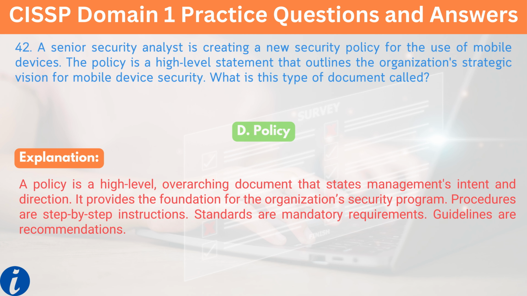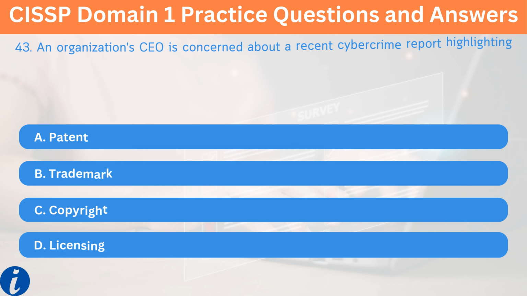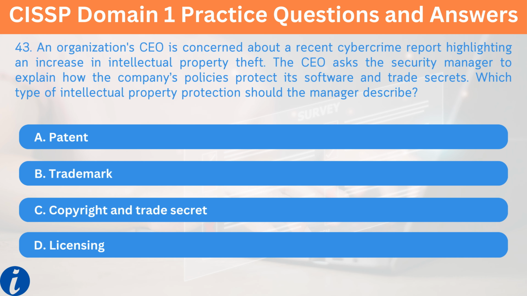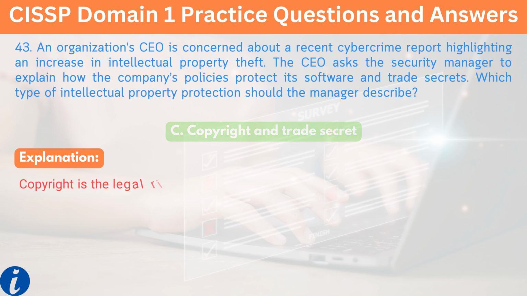43. An organization's CEO is concerned about a recent cybercrime report highlighting an increase in intellectual property theft. The CEO asks the security manager to explain how the company's policies protect its software and trade secrets. Which type of intellectual property protection should the manager describe? A. Patent. B. Trademark. C. Copyright and trade secret. D. Licensing. The correct answer is C.